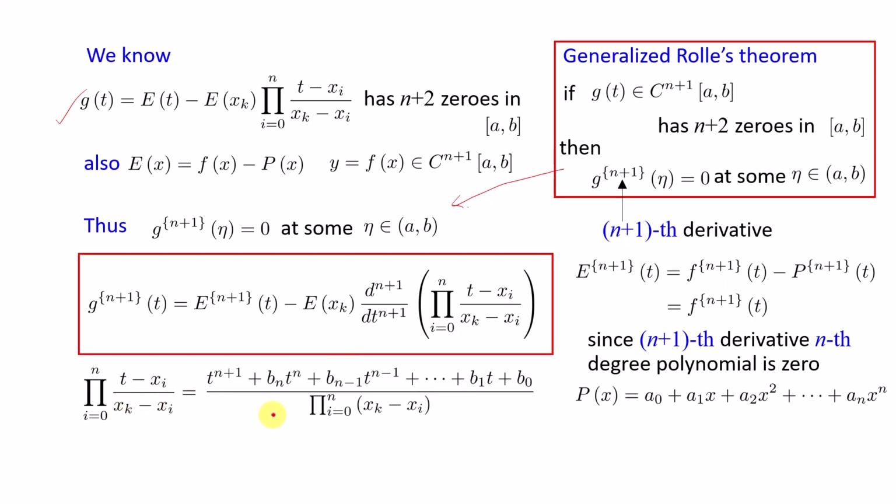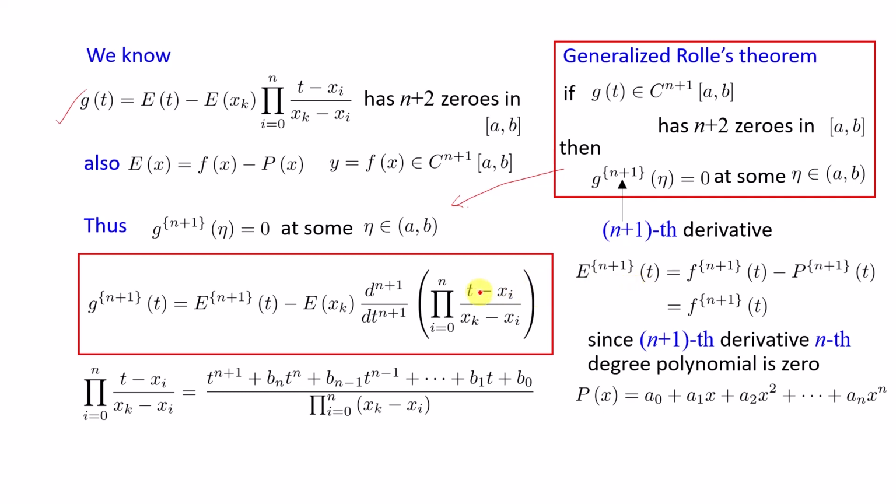So what we simplify in this way: the bottom part, xk minus xi, I keep; that is the product for i equals 0 to n of xk minus xi. At the top I have n plus 1 terms t minus xi, because I have n plus 1 number of xi: t minus x0, t minus x1, t minus x2, etc.